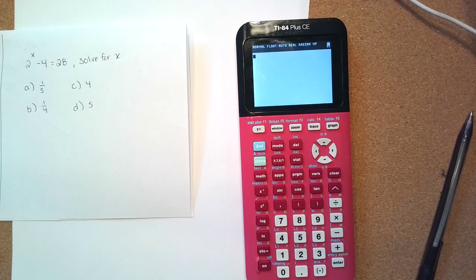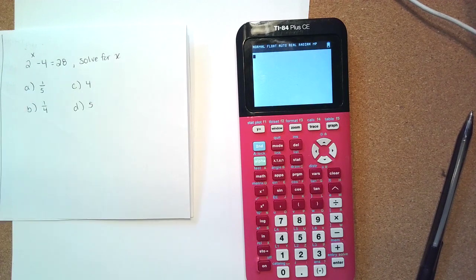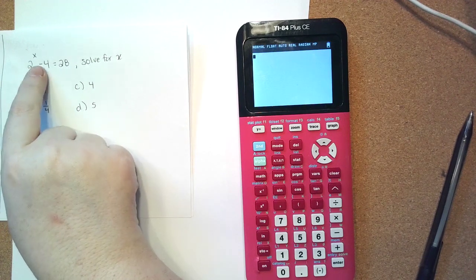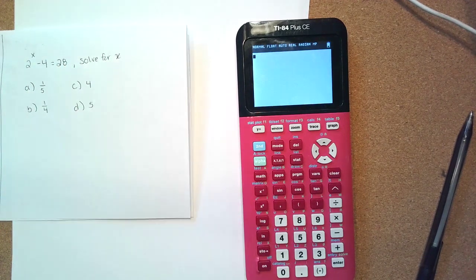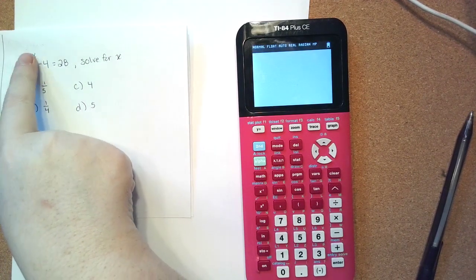This video is going to show you how to store values so that you can check your answers in the equation in your calculator. So we have an equation, 2 to the x power minus 4 is equal to 28. We want to solve for x. So we don't know how to solve for this problem because it requires the inverse of an exponential.